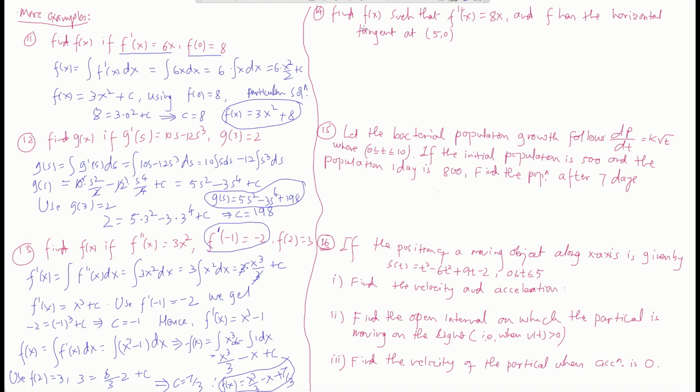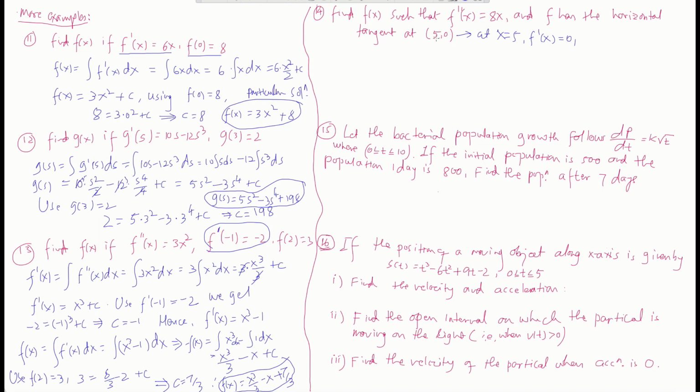Let us do this example. Find f(x) such that f''(x) is 8x and f has the horizontal tangent at (5, 0). So horizontal tangent means at x equals 5, f' is 0, right? What does that mean? This means at x equals 5, f'(x) is 0. Also, what it gives you is f(5) is 0 also, right?